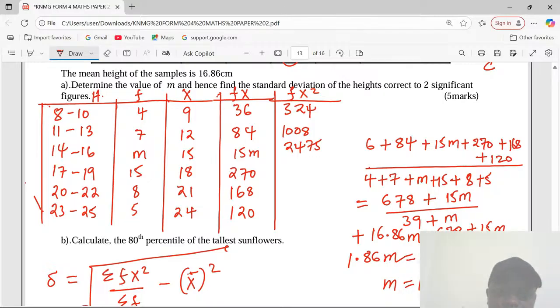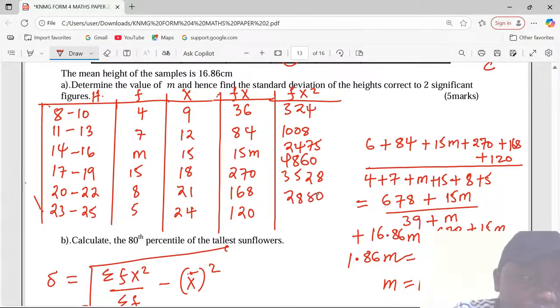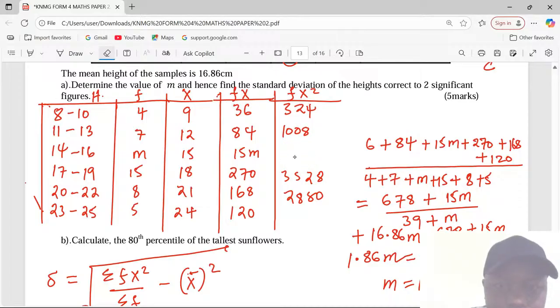7 times 12 squared. M is 11. 11 times 15 squared. That will give us 4860. Then 15 by 18 squared, that will give us 3528. Then we are also having the other one, 2880. I hope I have done all of them. Yeah, that way. There's somewhere we did not space well there. The spacing should be proper. Sorry for that.